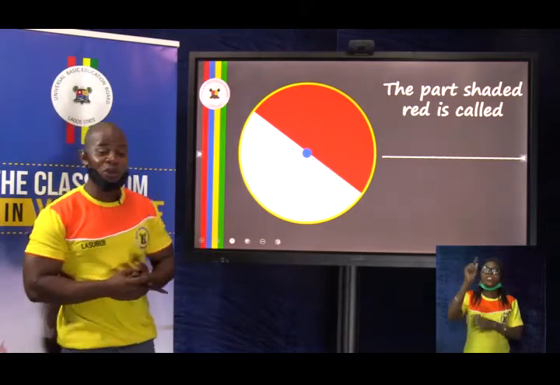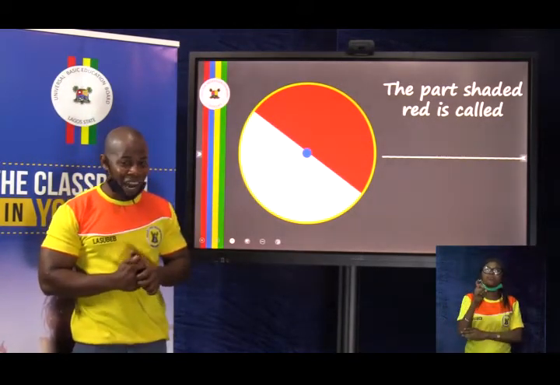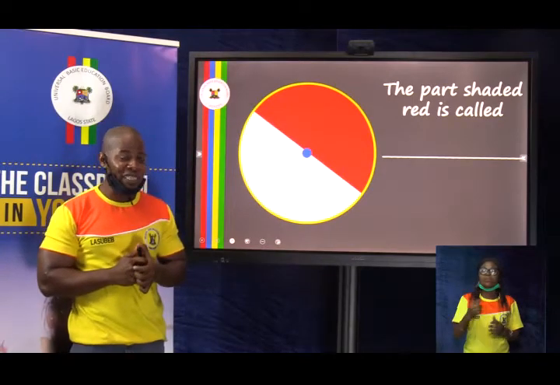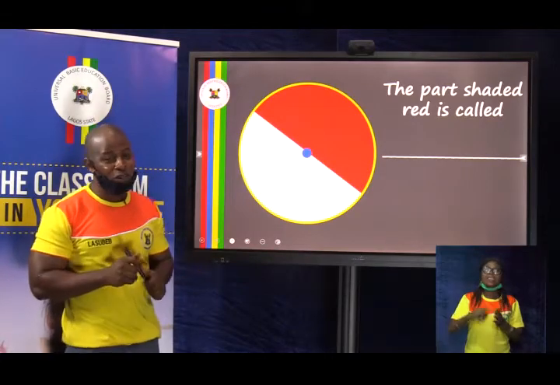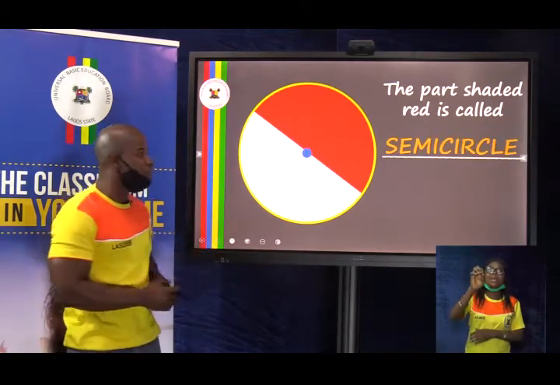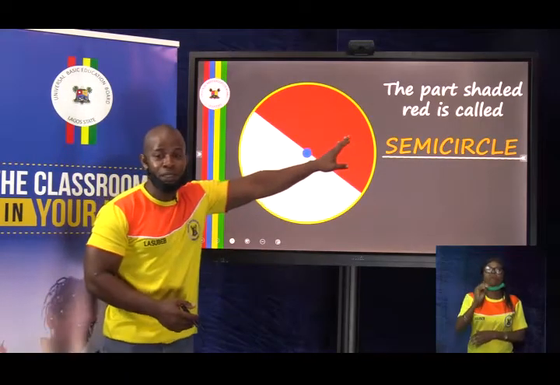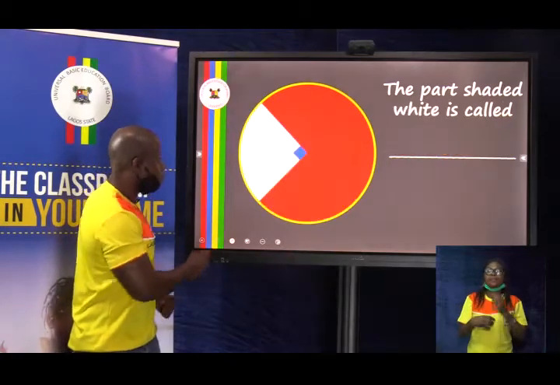The part shaded red is called what? Note the line dividing them and where it is passing. It is passing through the center of the circle. And of course, you know that this is half of a circle, which we call, good job you, the semicircle. The red part is a semicircle, and it's also equal to the white part, which is another semicircle.